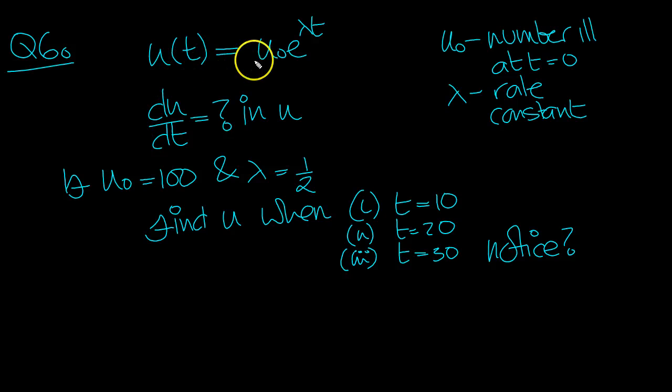u of t is equal to u naught e to the lambda t. This is a constant here. Lambda is a rate constant, and we're told the u naught is just a number constant at t equals 0. Okay, find du dt in terms of u.